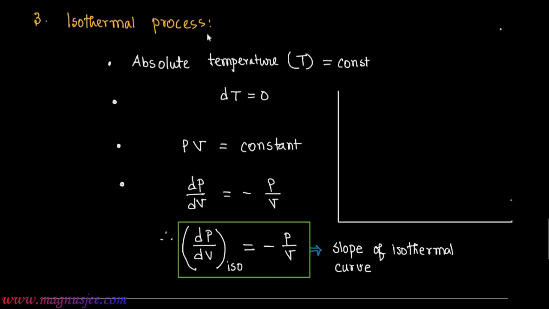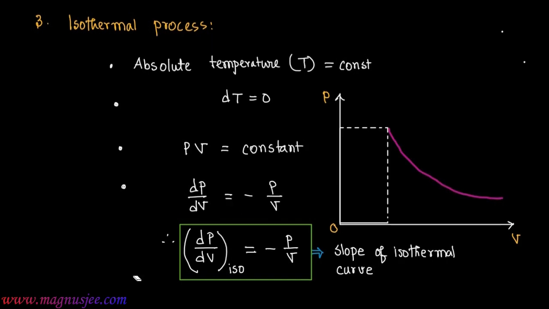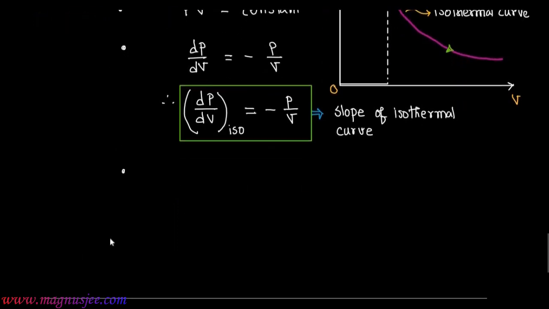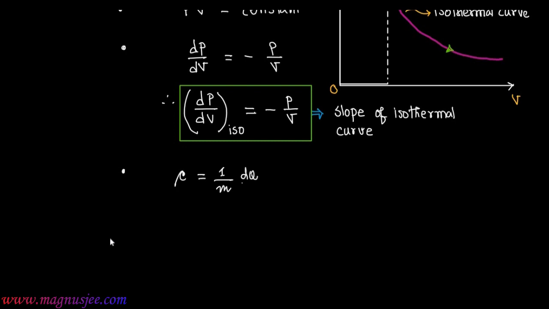Now if we draw the isothermal curve, we have to plot pressure in terms of the volume of the gas. The PV graph is the isothermal curve, and this curve denoted by violet color has a negative slope because dP by dV iso is negative, minus P by V. This is the isothermal curve, the pressure versus volume graph. Variation of pressure with respect to volume gives the isothermal curve.